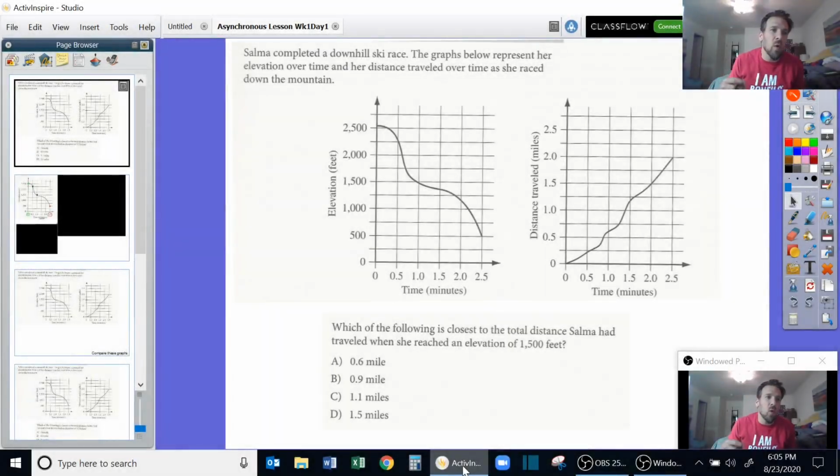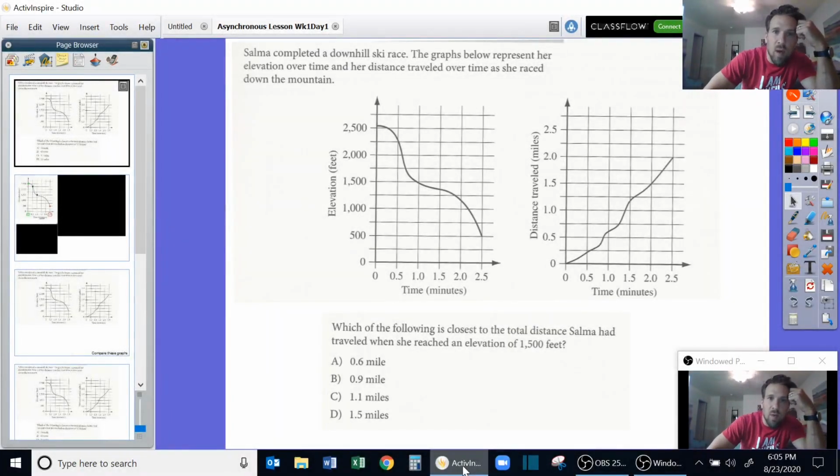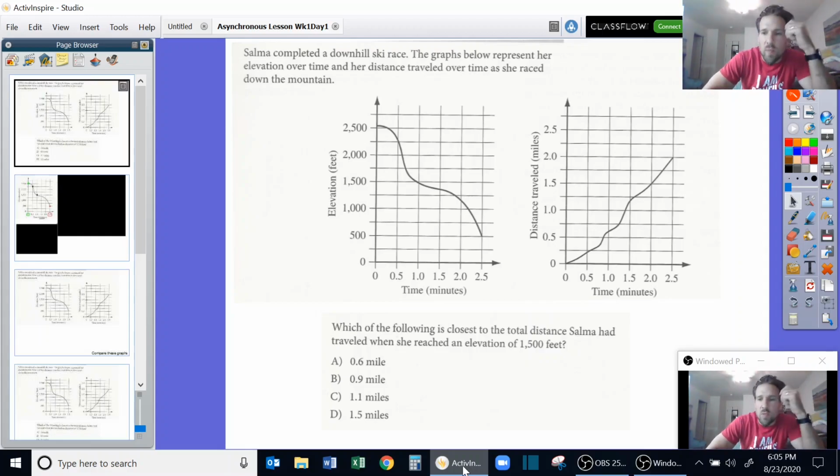All right, folks, I'm going to do a quick look at this problem. This actually came from a PSAT practice test. Let's start just by reading the question. It just says, Salma completed a downhill ski race. The graphs below represent her elevation over time and her distance traveled over time as she raced down the mountain.